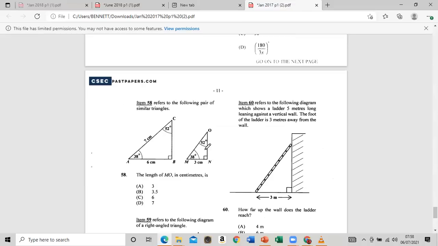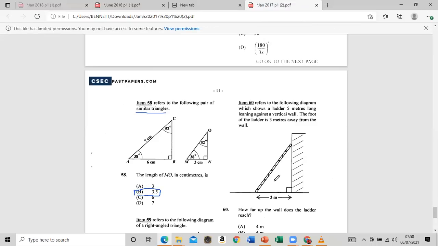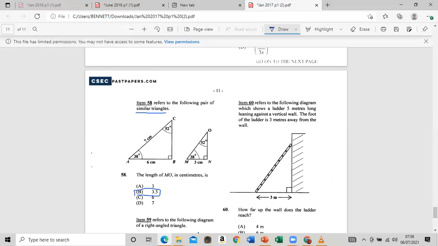All right. The length refers to the pair of similar triangles. So them similar, right? So angles equal and whatever. Length of MO. Now if this was 6 and this becomes 3, I divided it by 2. So if this is 7, we divide it by 2 and we get 3.5. They put 14 there and so on, but that's the same.